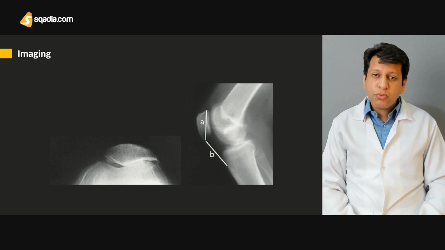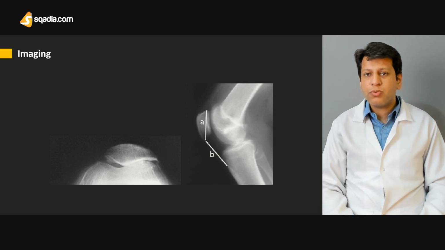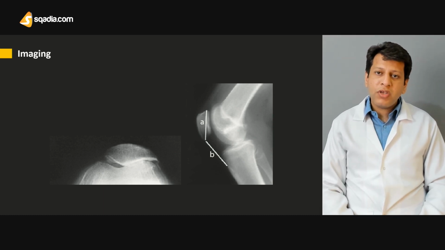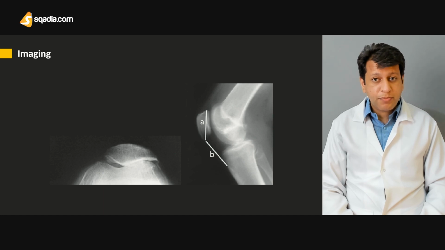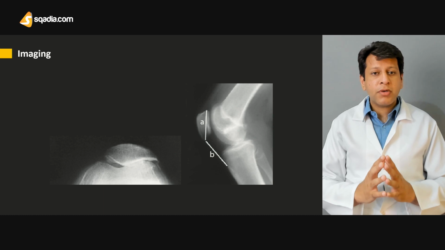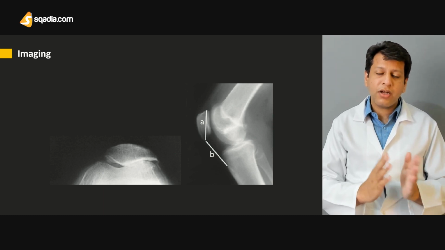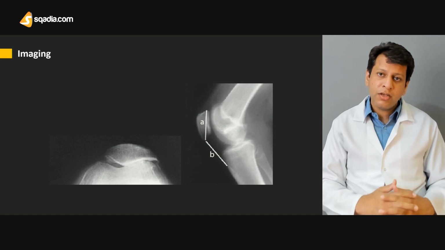Certain other parameters which we need to look at when we are looking at AP, lateral, and sunrise or merchant views is that we need to look at the malalignment as well. When we are looking at the AP view, we need to make sure that the patella is centered over the knee joint and it's not lateralized or displaced or dislocated.